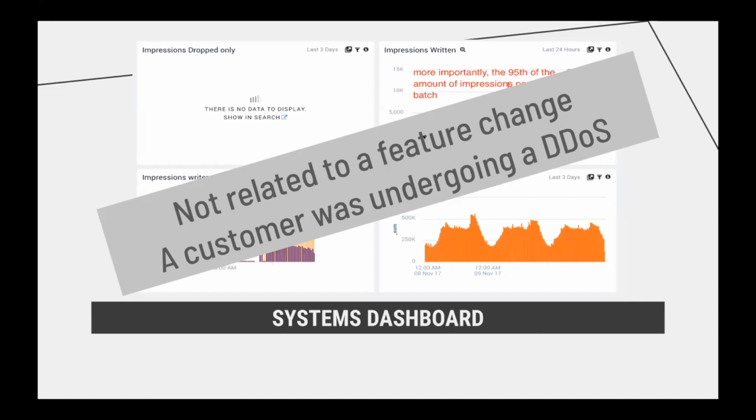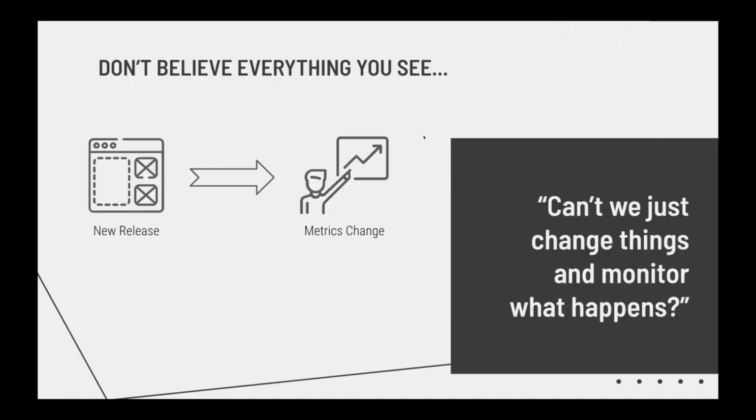So getting back to that dashboard I showed you, the issue there wasn't our feature release. It was a customer undergoing a distributed denial of service attack. And so we, at the time, didn't have the level of sophistication in attribution, which I'm going to explain in a minute, to make sense of that and know that, oh, yep, people in the experiment and out of the experiment are having the same issues.